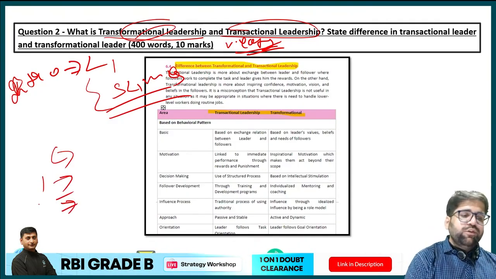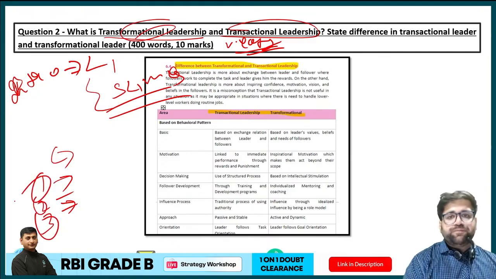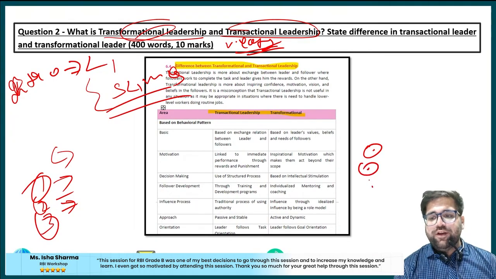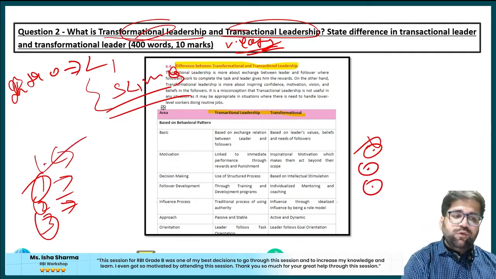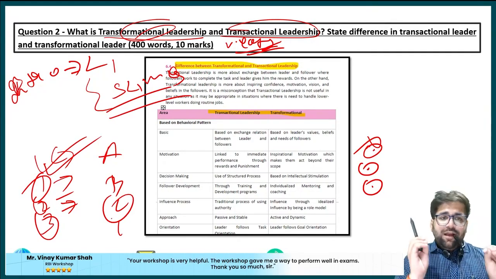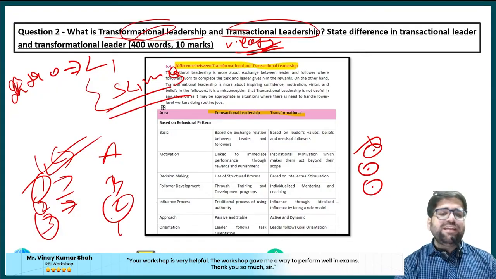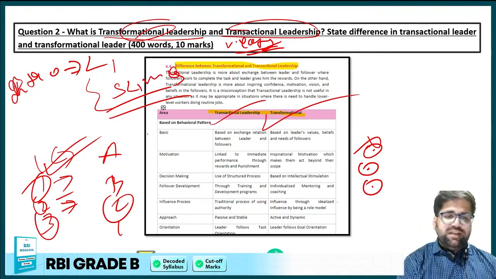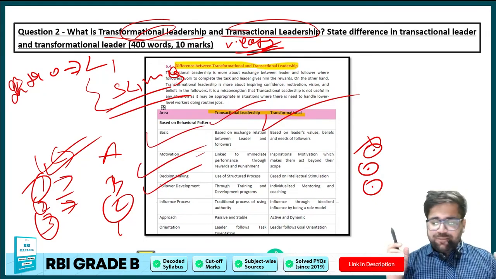You could have easily used pointers 1, 2, 3. But in the real exam, it's very tough to use these type of pointers, so avoid this. Use standard formats A, B, C. Define at least 6 points, and it is very easy to define the difference between transactional and transformational leadership. You just have to understand the basic theory.